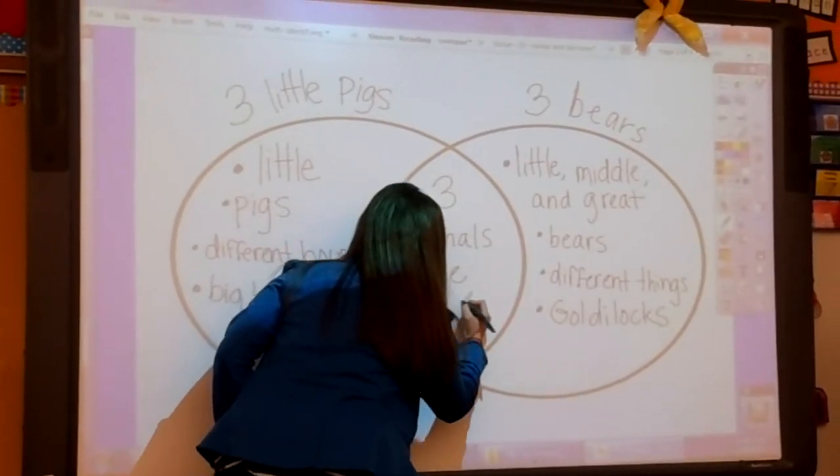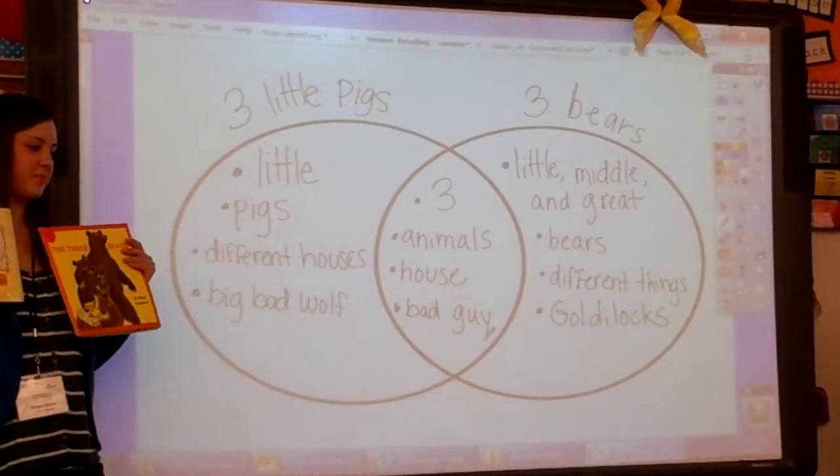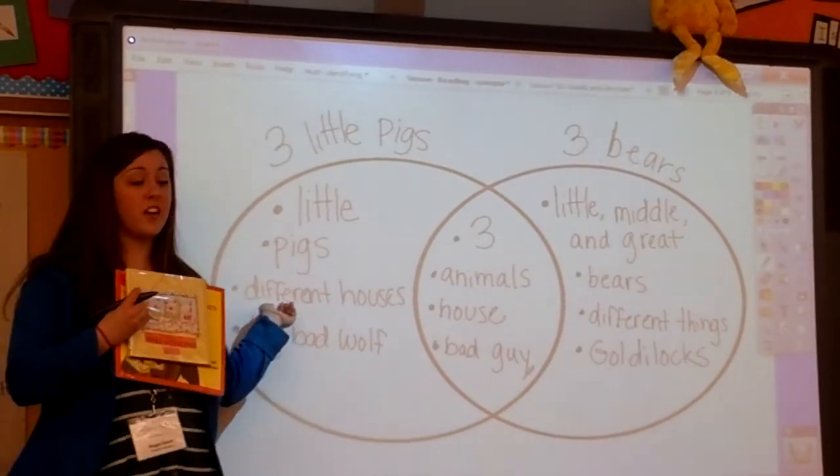I was gonna say they both have a happy ending. They both don't have a happy ending. Then they remember the Three Little Pigs. They both do have a happy ending. That's true. Okay, we've filled up our Venn diagram.